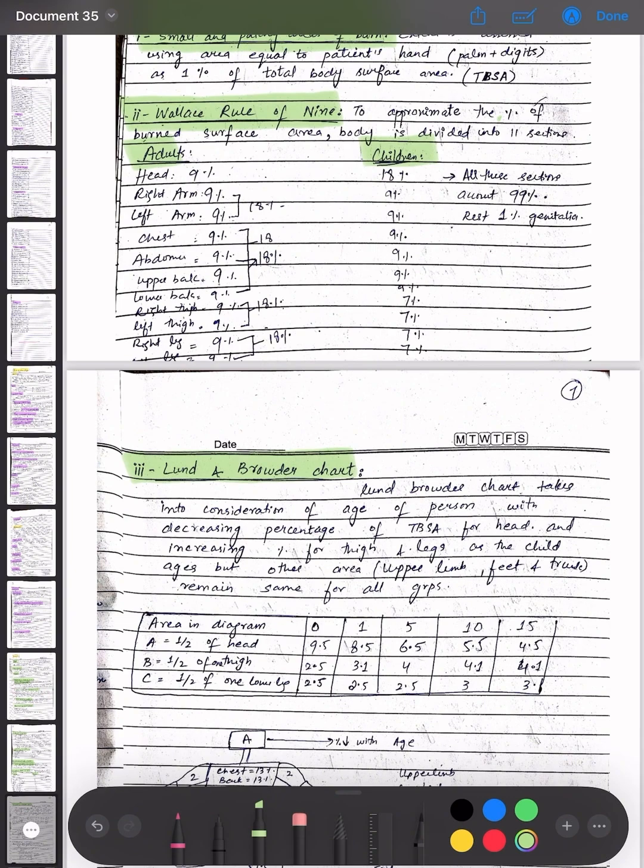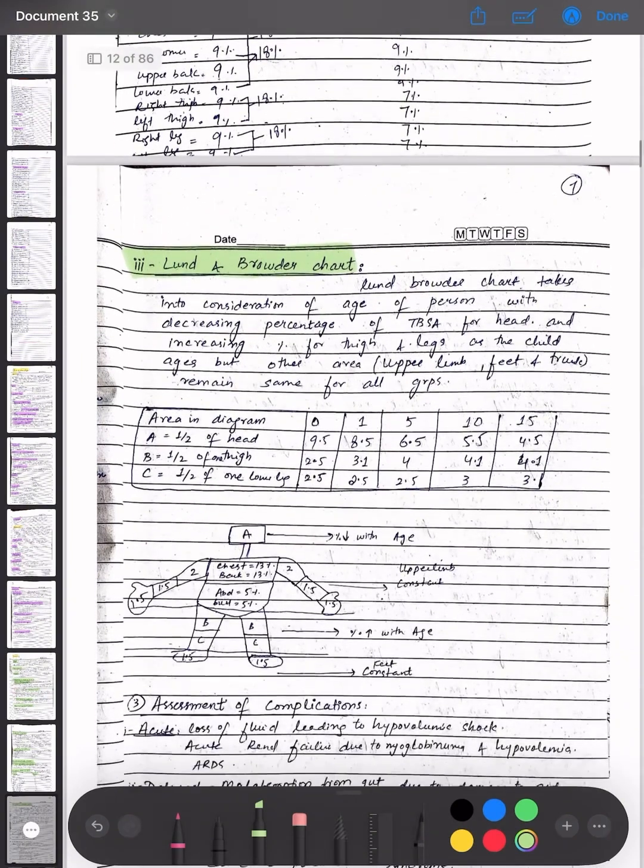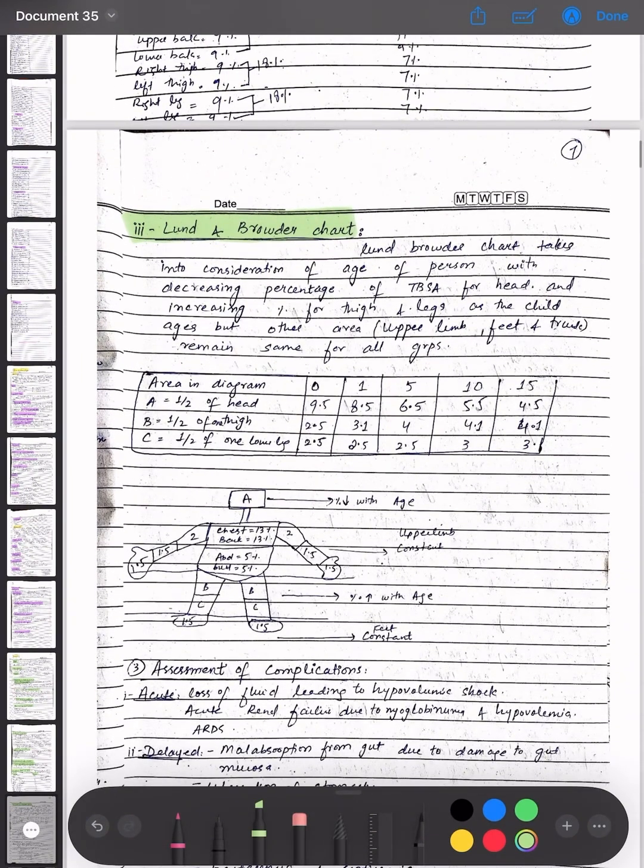Okay, so how do we classify the extent of burn? The total body surface area is divided such that along with the age, the percentage for the head decreases and for the thighs and legs increases. The legs increase with age, and the other parts, that is the chest, back, abdomen and trunk, remain constant.